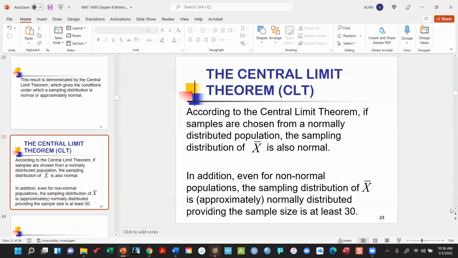Number one, if the population itself is normal, then of course the means themselves also have to be normal. So there's nothing to worry about there. In that case, the sample size is irrelevant. If I'm choosing elements from a normal population, the means have to be normal.